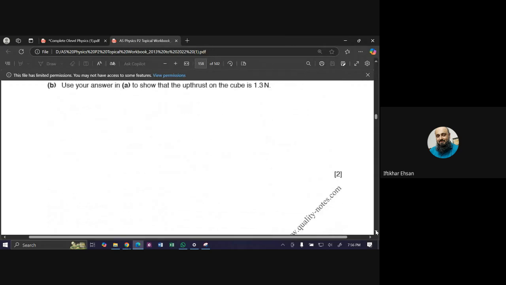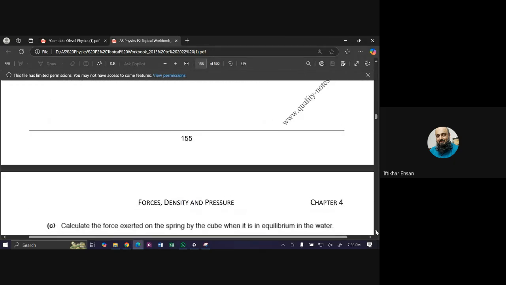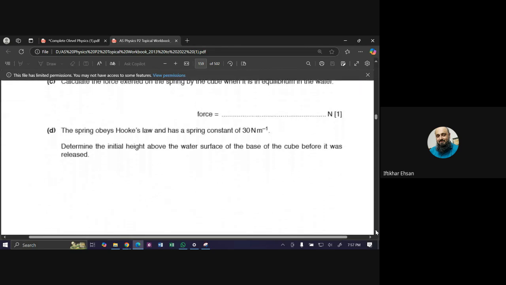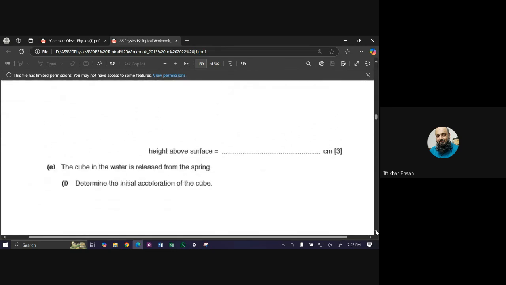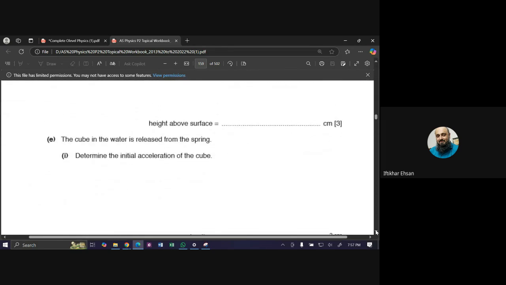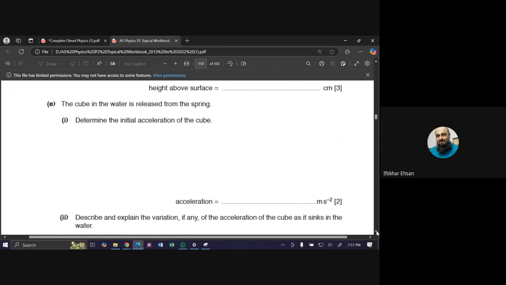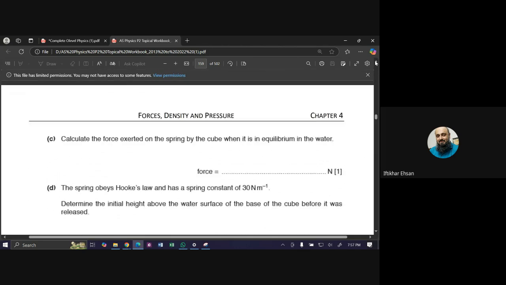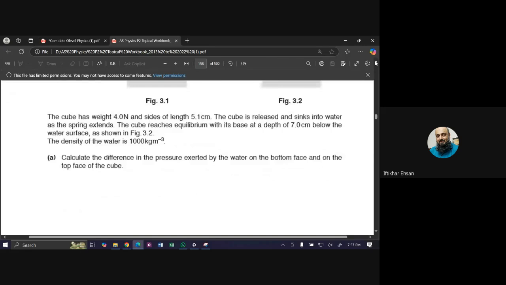Okay, beta. Let us move to the next. Upthrust we have calculated. They had told the value of upthrust. I didn't see it. I was doing in a hurry. Okay, height above the cube in the water released from the spring. Determine the initial acceleration. So, what will be the initial acceleration when it will be left from this situation?